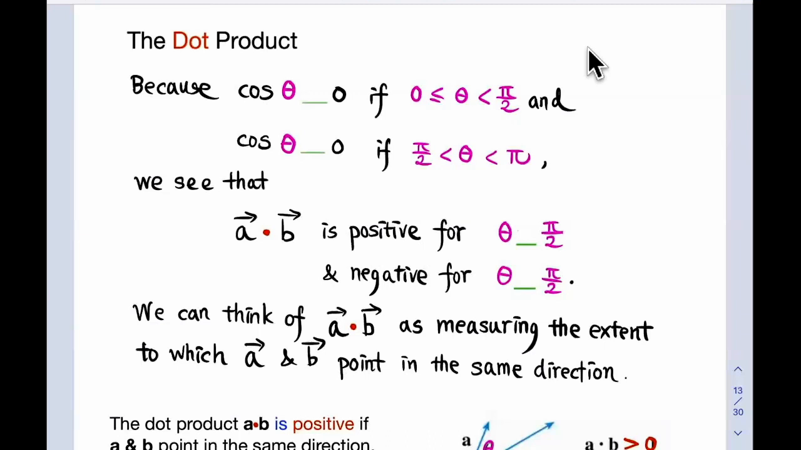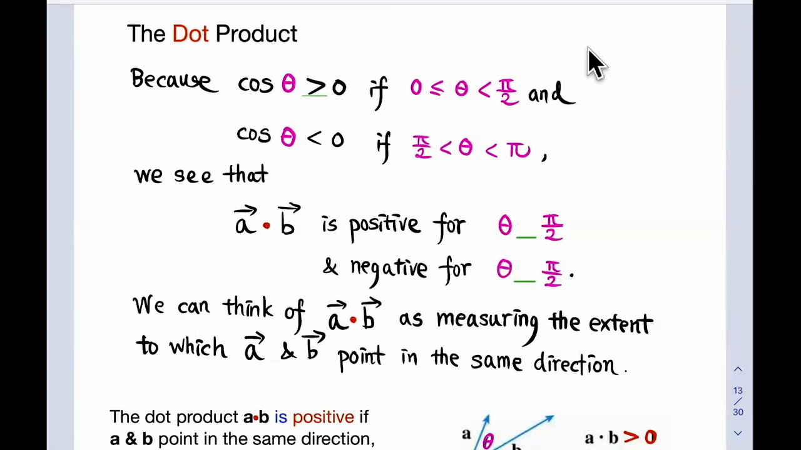Now the next question is trigonometry, but just the basics. If theta, the angle between the two vectors, is greater than or equal to 0 and less than pi over 2, is cosine theta greater than 0 or less than 0? This is the first quadrant. Cosine in the first quadrant is positive or negative? Positive, which is greater than 0. And if theta is between pi over 2 and pi, is cosine theta positive or negative? Negative, great.